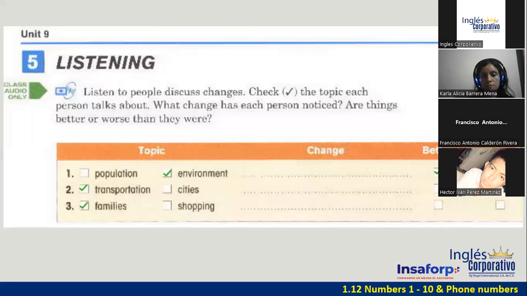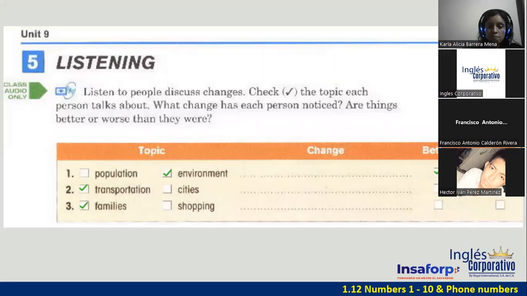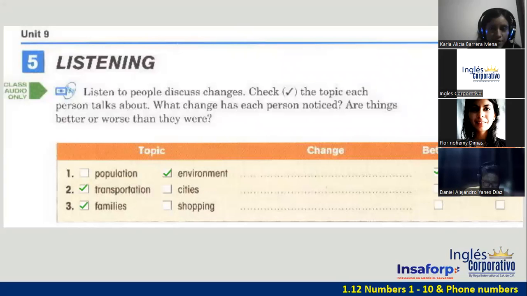Three. Very good. For number two, guys, what are the changes? Teacher. Yes. The transportation is getting different. People have to wait a long time for buses. Very good, right? So it seems that they don't have, you know, enough transportation for everyone. Carla, please. It's worse. Everyone needs a car. Yes, it's worse because everyone needs a car, right? Okay, so it's worse. Very good.